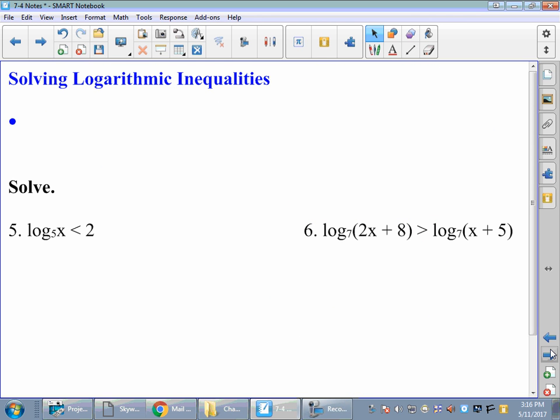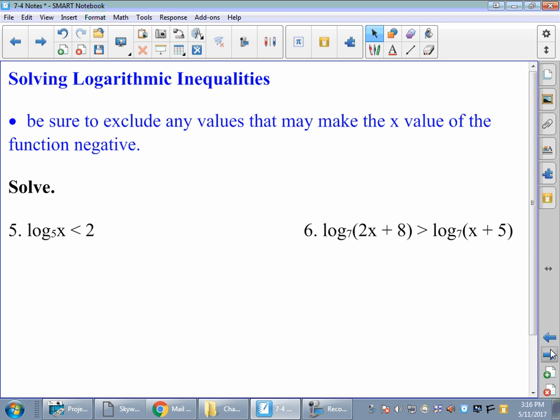When you're solving logarithmic inequalities, you want to make sure to exclude any values that would make that x value negative. And also you want to keep that x value over here. So since the x is to the left, when I switch this and write it in exponential form, I know we're used to doing 5 to the second equals x, but that's making the x go from one side to the next. So what we really should do is get in the habit of doing x is equal to the base to the y power.